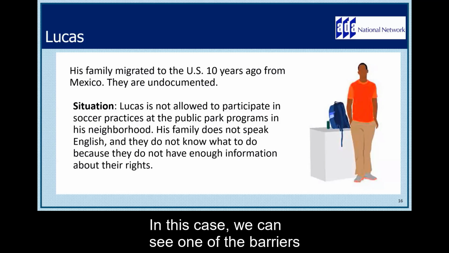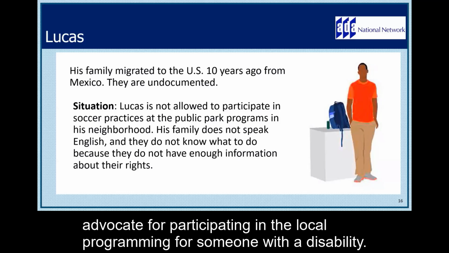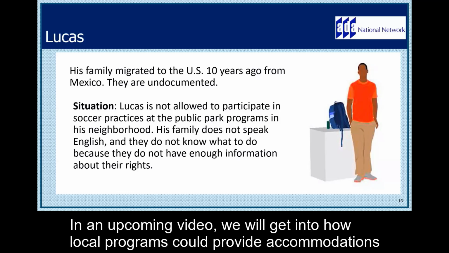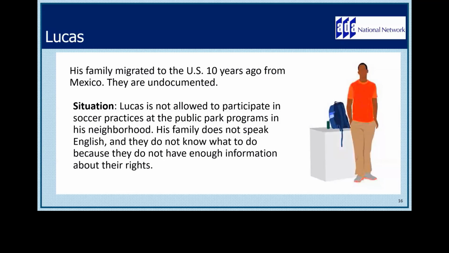In this case, we can see one of the barriers, which is access and knowledge of information available to advocate for participating in the local programming for someone with a disability. In an upcoming video, we will get into how local programs could provide accommodations for Lucas to participate in the practice.